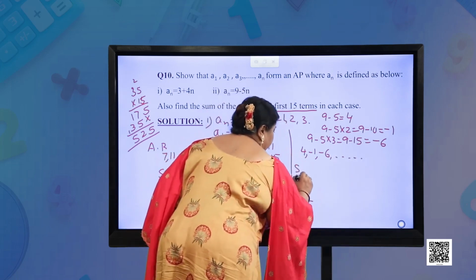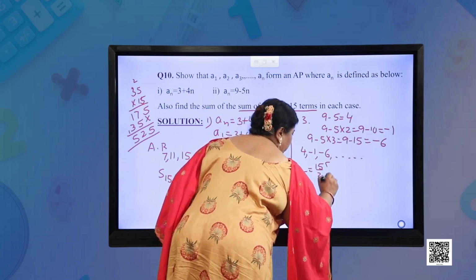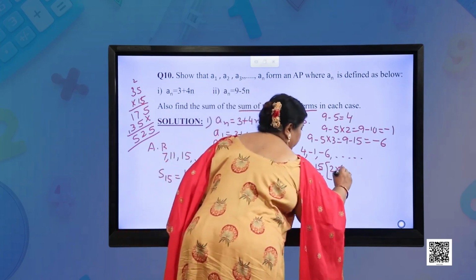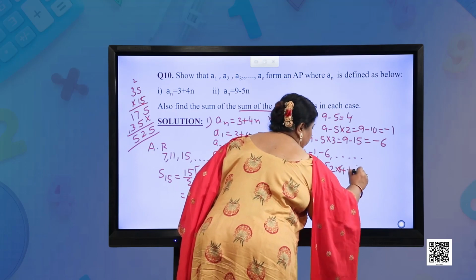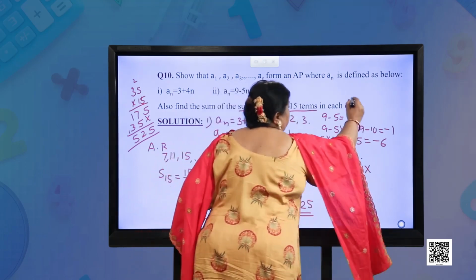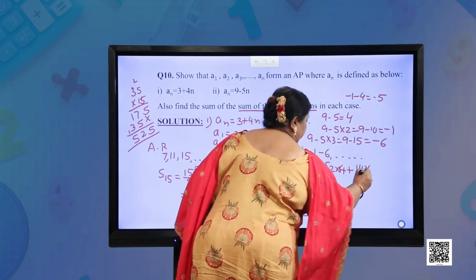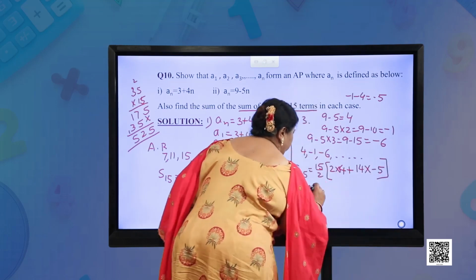I need to find S15. So, 15 upon 2 into 2A. What is the first term? Yes, it is 4 plus 15 minus 1, so 14 into D. What is D? Minus 1 minus 4. It is minus 5. So, I will multiply by minus 5.